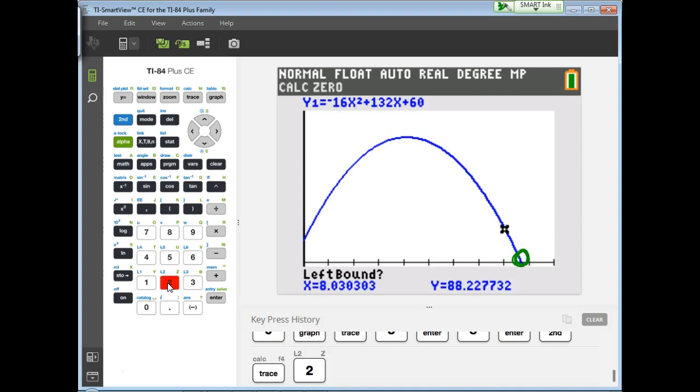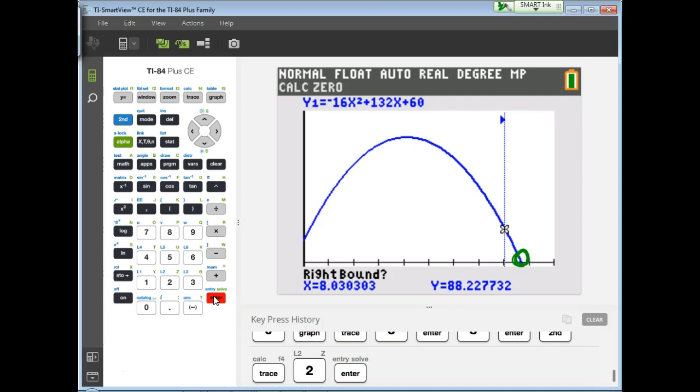And this is where you have to follow the directions. It says left bound question mark. He wants to know if you currently have your cursor slightly to the left of that x-intercept. And mine is. So I'm going to hit enter, that's how you say yes. Now in the cool new ones, they show you this cool line that pops up. I love that. Now the directions change. It says, are you to the right of it? No, I am not. I have to get to the right of it.